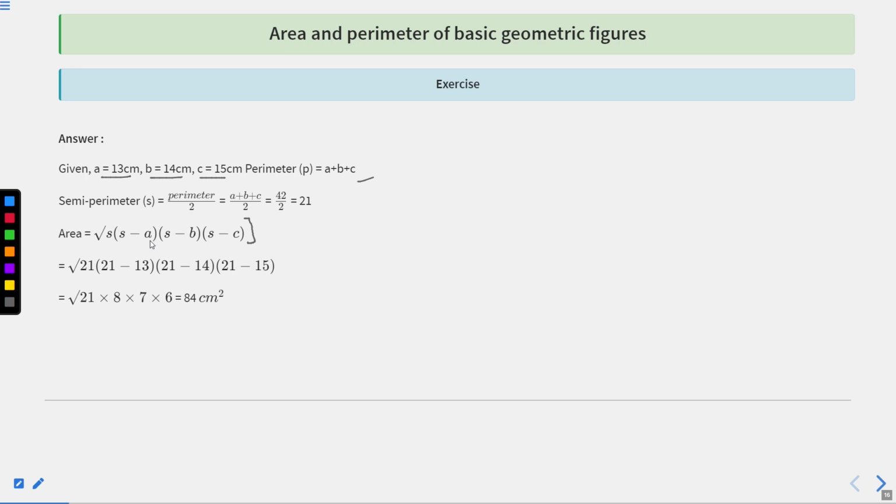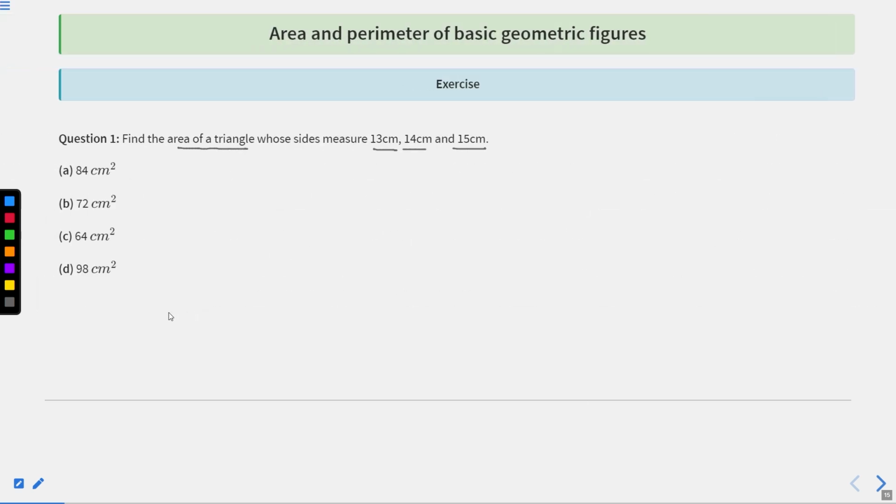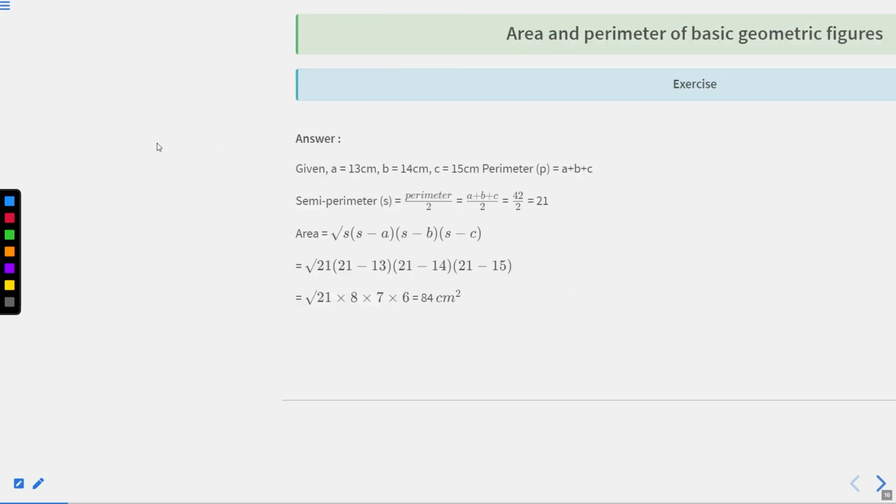Just simply substitute the values. So you will have under root 21 times (21 minus 13) times (21 minus 14) times (21 minus 15). And on simplification, you will have 84 centimeter square. So 84 centimeter square is the area of the triangle formed by sides of length 13, 14 and 15.